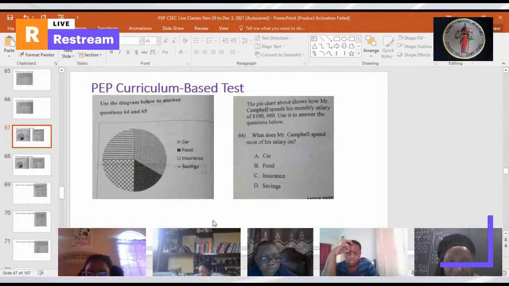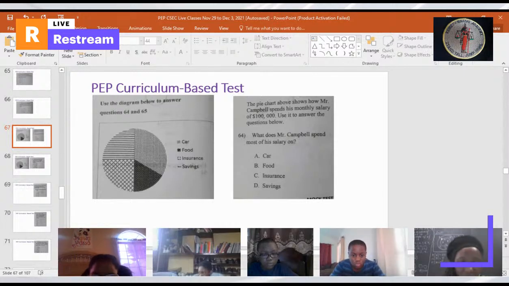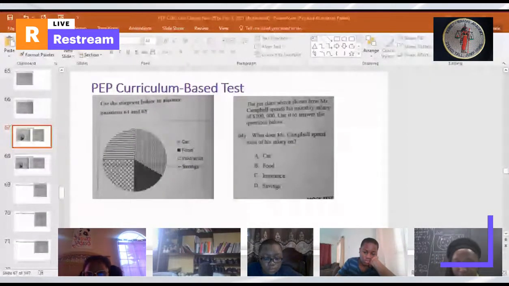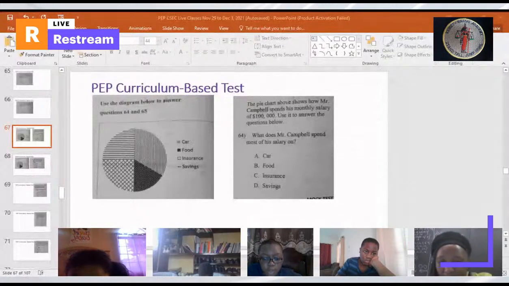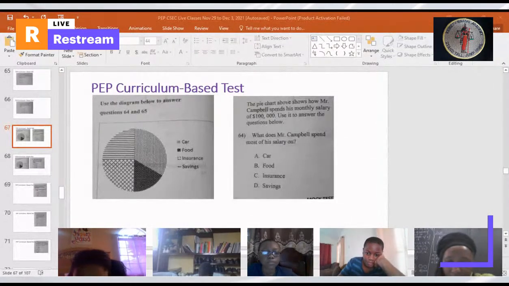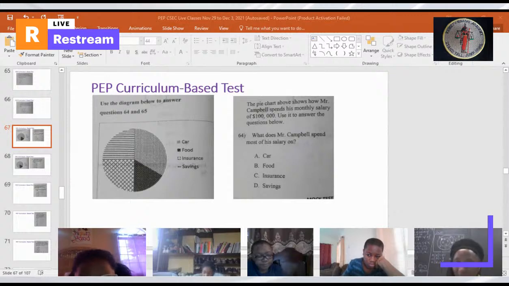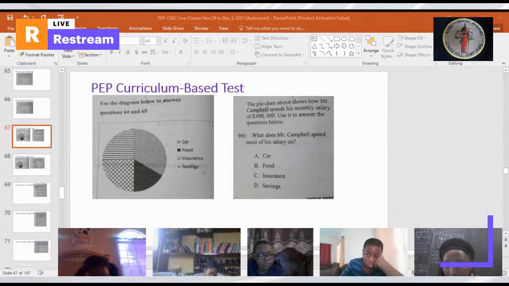So for 64, what does Mr. Campbell spend most of his salary on? So we're at number 64. Miss, it's a car. I can't really see, but I think it's car. All right, so Madison says car. Antoine says car. Michaela says a car. Thor says a car. Is it unanimous? Everyone agrees?